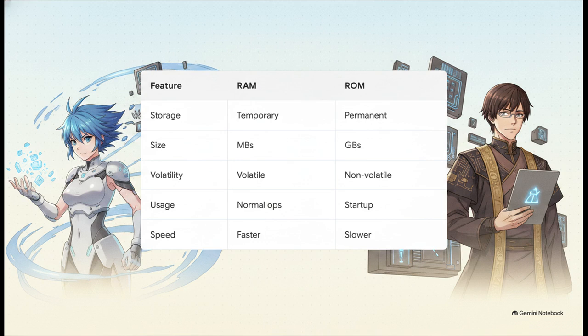ROM, or read-only memory, is the total opposite. It's permanent, non-volatile storage used to hold the absolutely crucial firmware for the startup process. You can read it, but generally you're not going to be writing on it very easily.